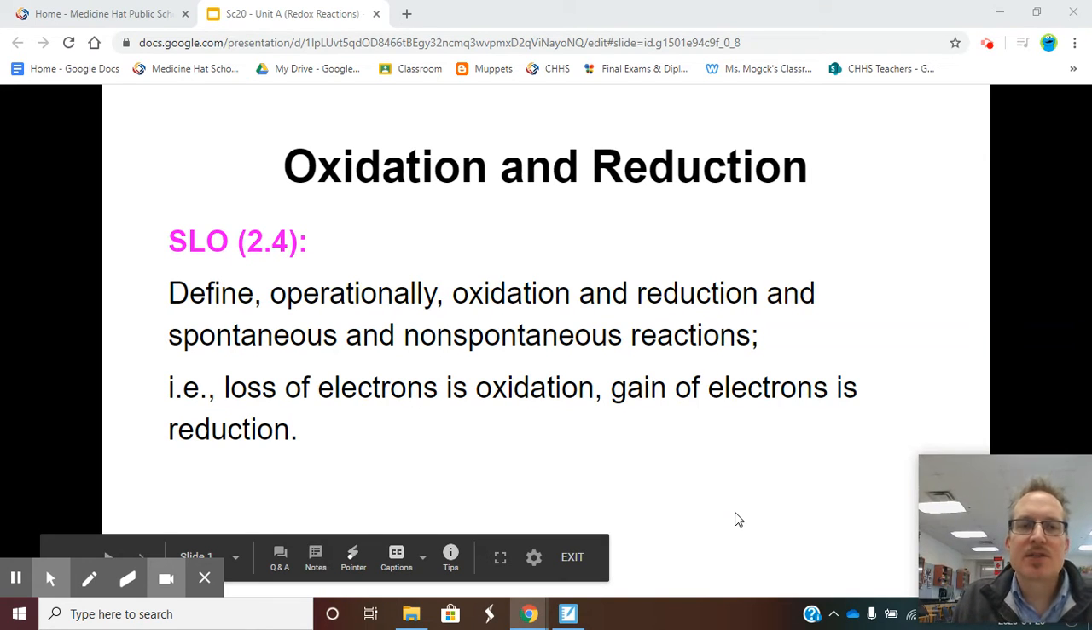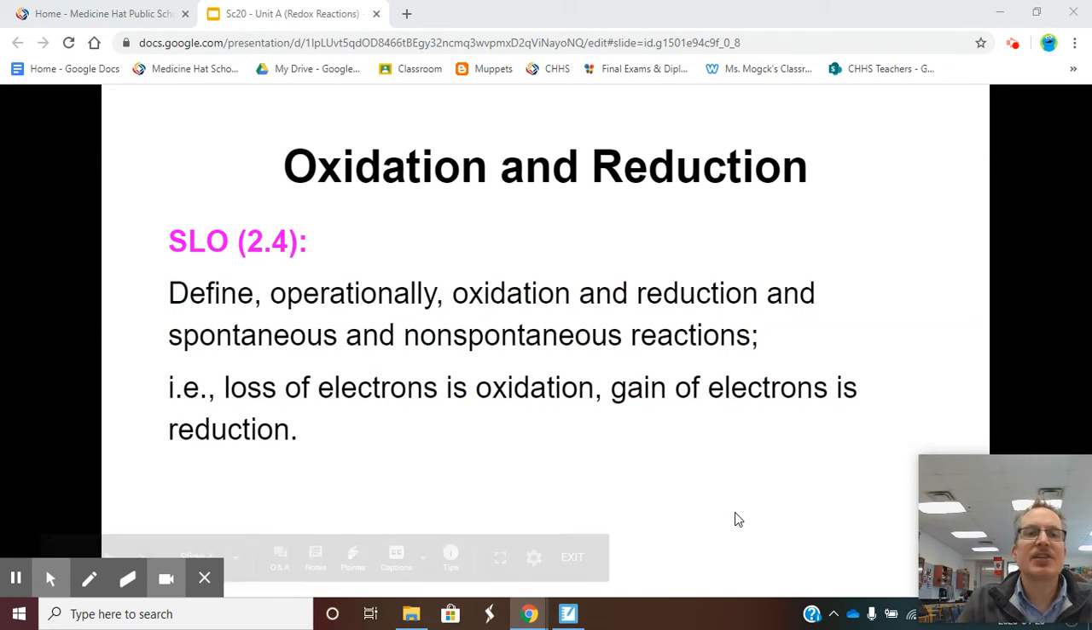Good morning, Science 20s. Our lesson today is actually a little bit more difficult. What we're going to do is break it into two parts. In part one, we're going to talk simply about the definition of oxidation and reduction. We're going to look at easy ways to determine if something is going through oxidation or if something is going through reduction. In part two, we're going to take these ideas and combine them together to discuss and figure out what a redox reaction is.